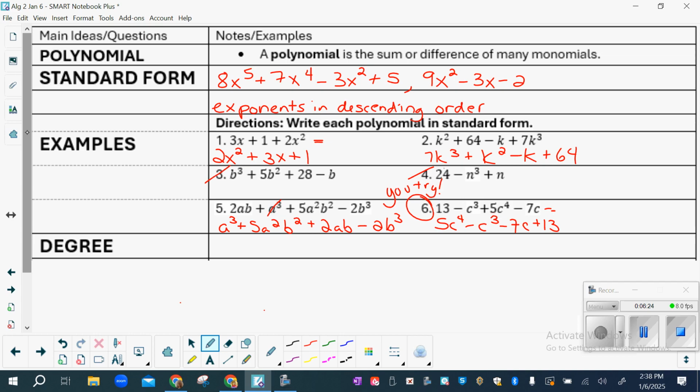So the degree, we're going to talk a lot about degree this unit. So the degree is going to be usually, actually I'm just going to say highest exponent, if one variable. Okay, if there's more than one variable, it's complicated. We don't do more than one variable very often, but what we do is we add the variables within a term if there's more than one variable.